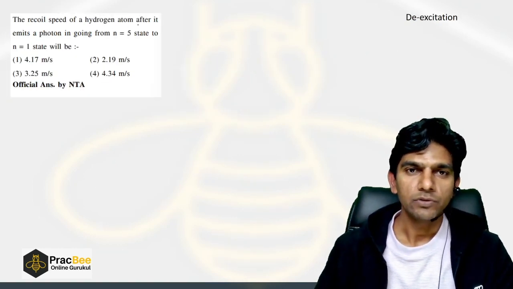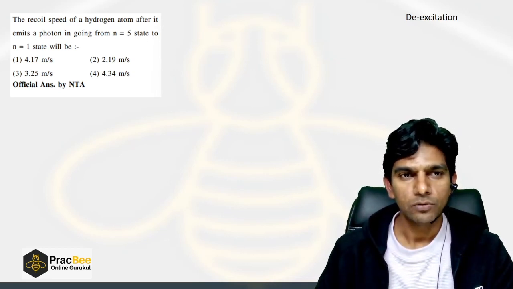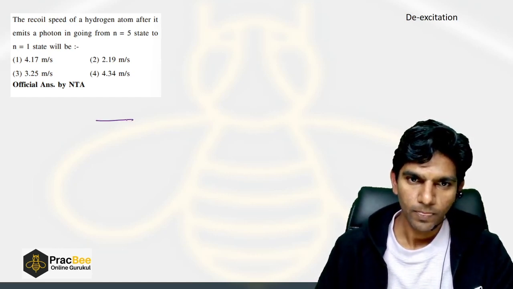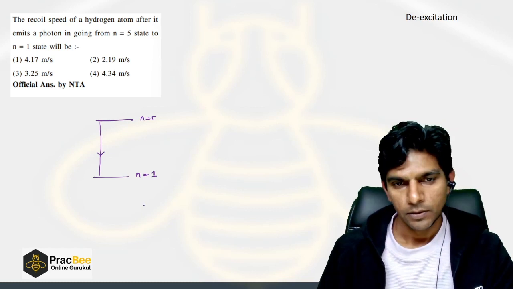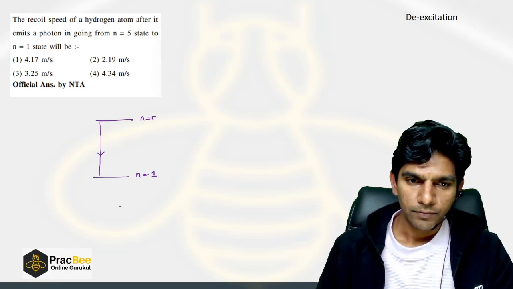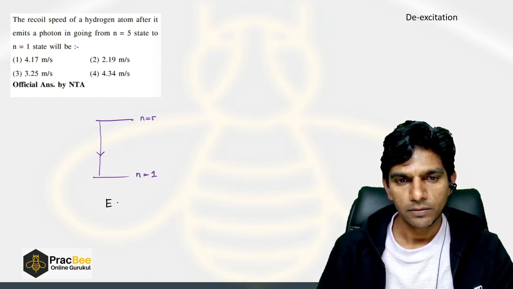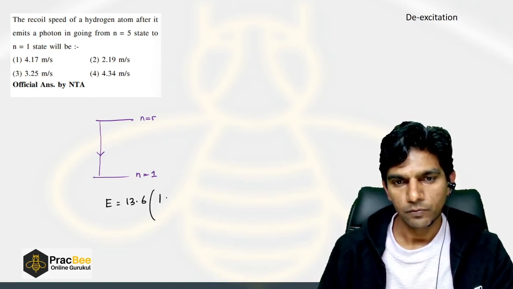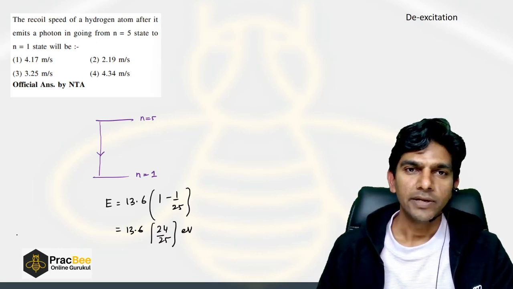The recoil speed of the hydrogen atom after it emits a photon in going from n equals 5 state to n equals 1. Now let us see. So electron is coming down from n equals 5 to n equals 1. Okay, so now let us find the energy difference. So it will be 13.6 times (1 minus 1 upon 25), right? So this will be 13.6 times 24 upon 25 electron volt. Now that is the energy, right?